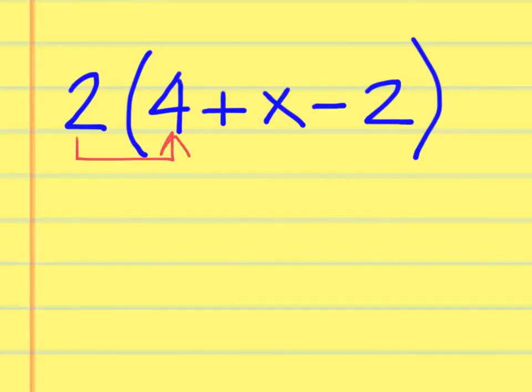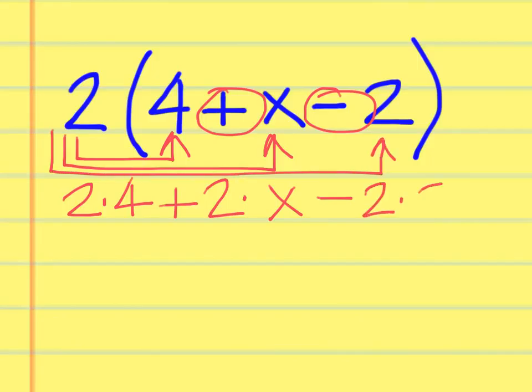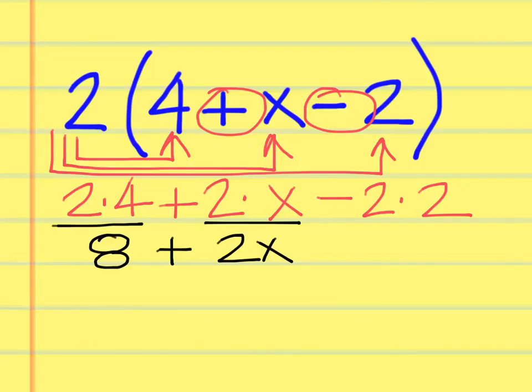2 times the quantity 4 plus x minus 2. Multiply the 2 by the 4. Keep your plus sign. Multiply the 2 by the x. Keep the minus sign. Multiply the 2 by the 2. And then simplify. 2 times 4 is 8. Keep the plus. 2 times x is 2x. Keep the minus. 2 times 2 is 4.